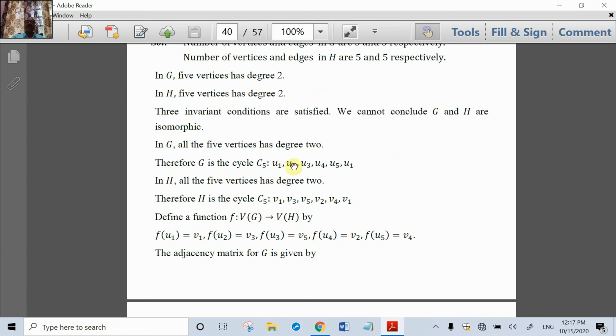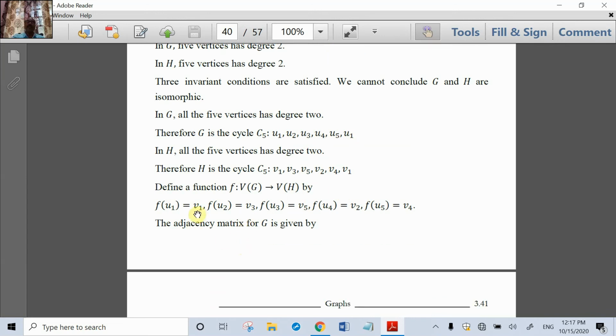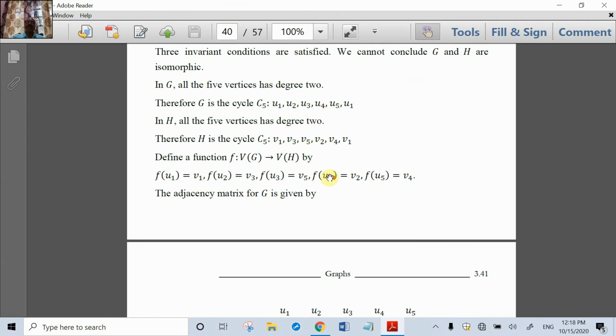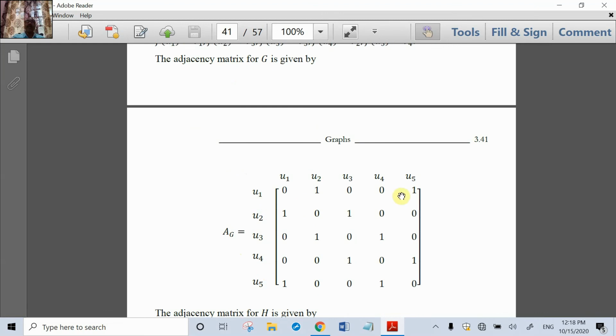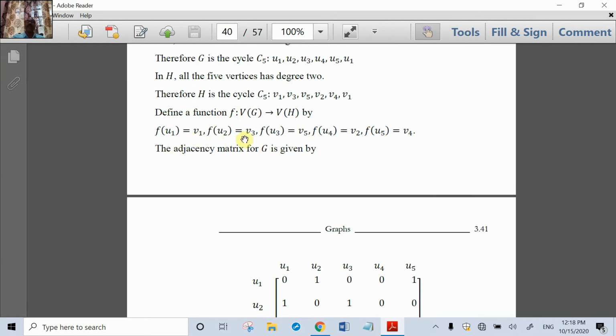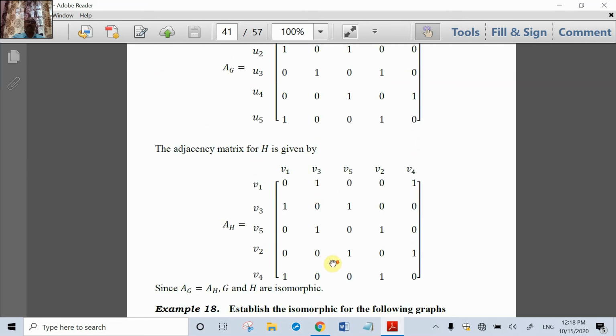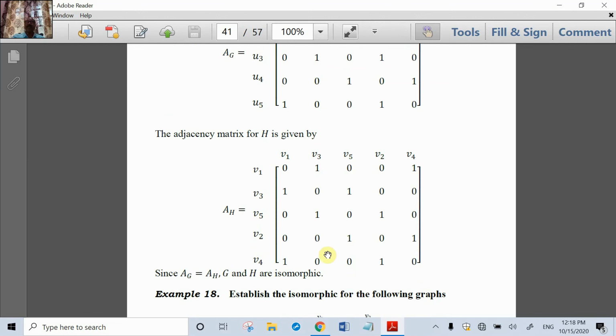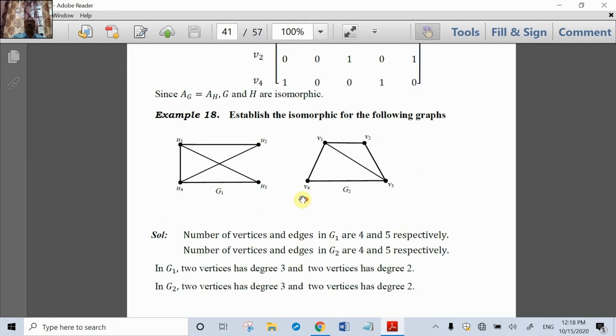Now, U1 is V1, U2 is V3, U3 is V5, U4 is V2, U5 is V4, and U1 is V1. Already we wrote. Therefore, define a function f of U1 equal to V1, f of U2 equal to V3, f of U3 equal to V5, f of U4 equal to V2, f of U5 equal to V4. In the adjacency matrix, write the vertices in this order: V1, V3, V5, V2, V4. Both the adjacency matrices are the same, therefore isomorphic. Similarly, you do this problem.